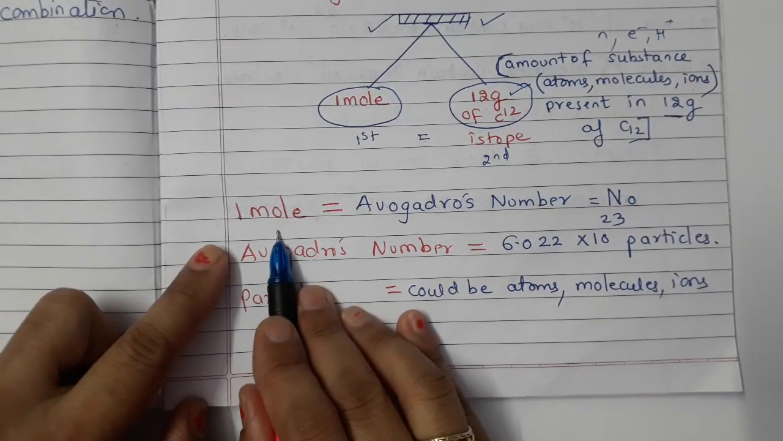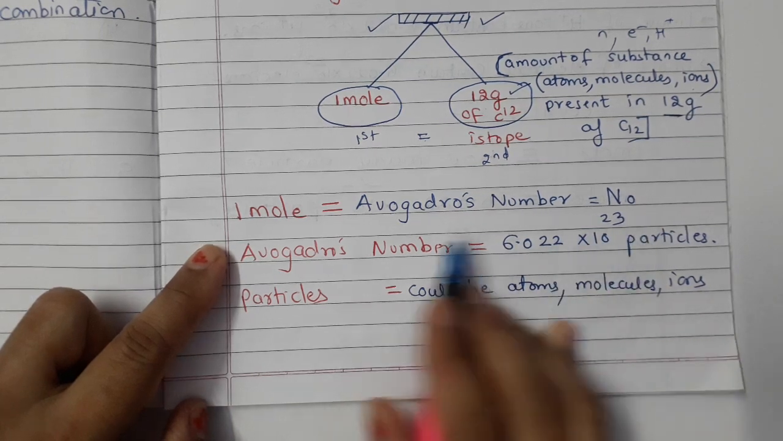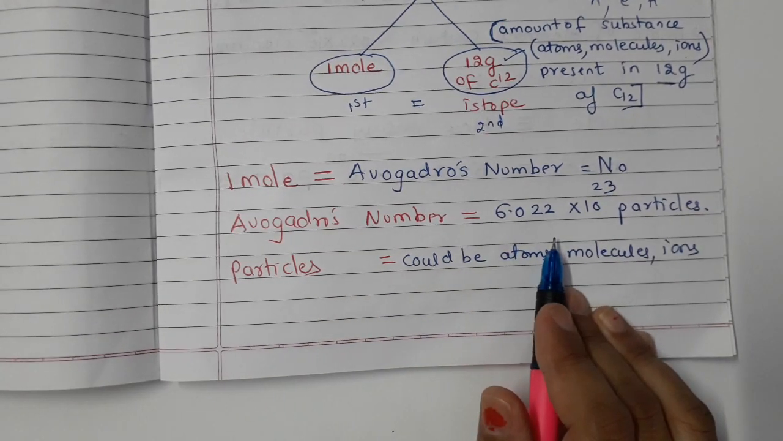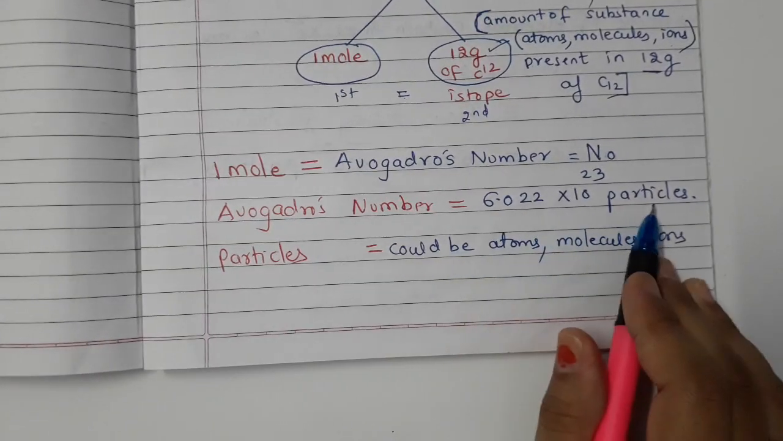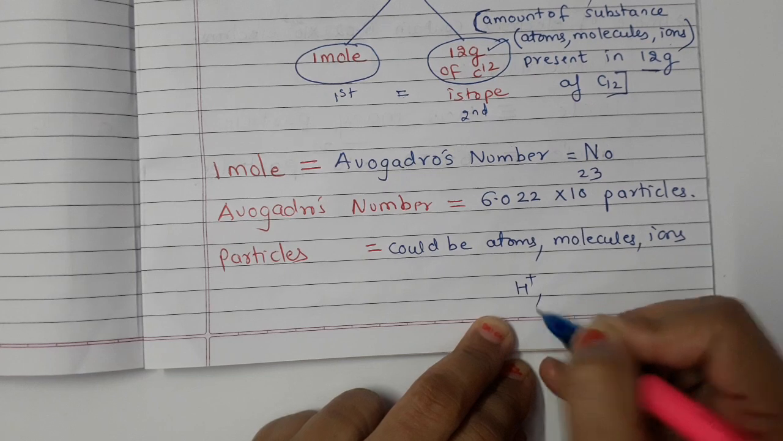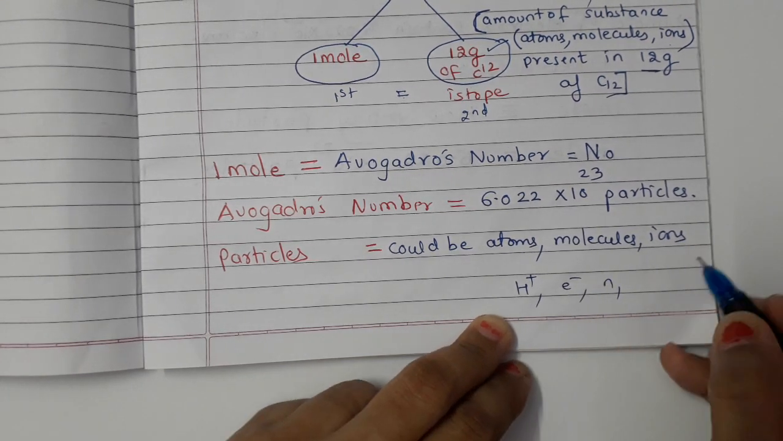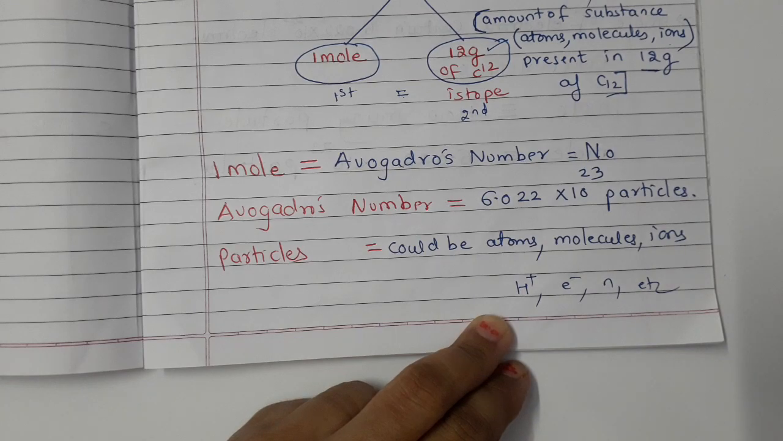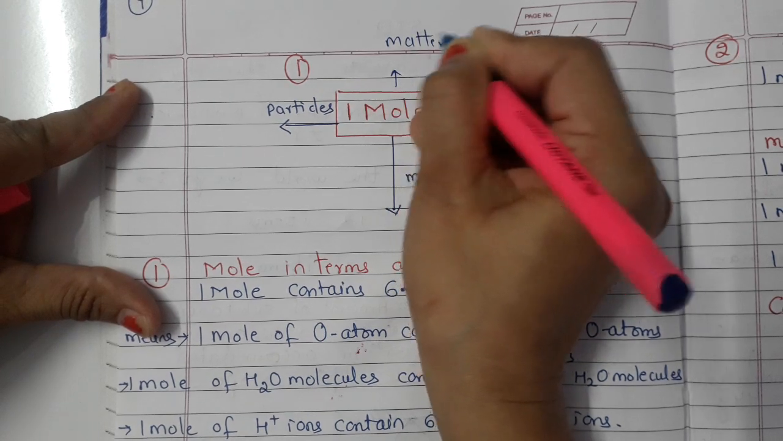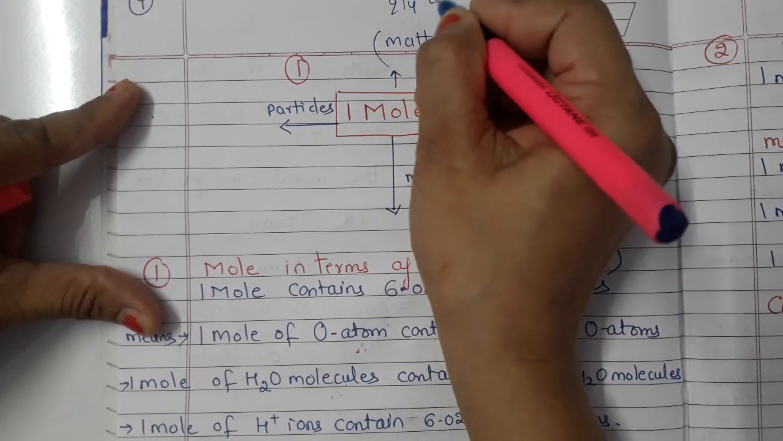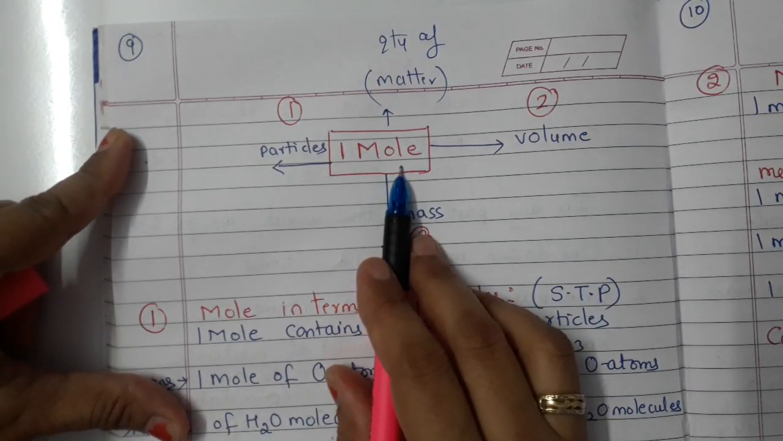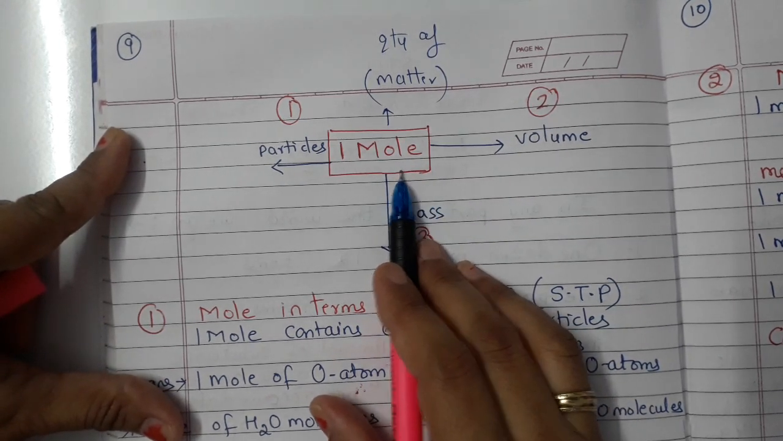Fine. Now, 1 mole is equal to the Avogadro number. Means 1 mole contains how many particles, students? It contains 6.022 × 10^23 particles. Please note, these particles could be atoms, molecules, ions, H+, electrons, neutrons, etc. Now, since mole is used to represent the quantity of matter, it means that like matter, mole is also going to have mass and mole is also going to occupy volume.